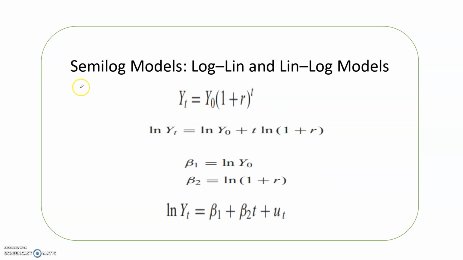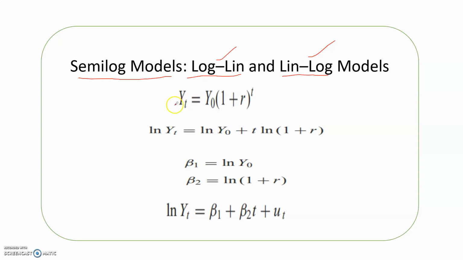Now let's talk about semi-log models. A semi-log model can be either a log-lin model or a lin-log model. In semi-log models, only one variable is in logarithmic form. If the regressand is logarithmic, then we call it a log-lin model. And if the regressor is logarithmic, then we call it a lin-log model.